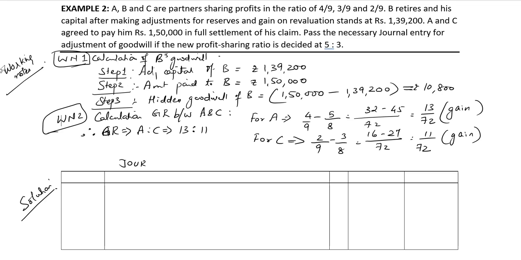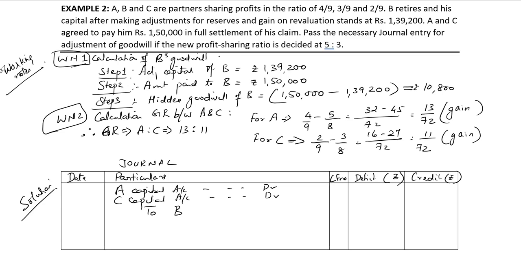Journal, date, particulars, LF number, debit rupees and credit rupees. We'll debit the gaining partners. A capital account debit, C capital account debit, to B capital account. We'll credit B with his share of goodwill, 10,800 rupees, and we'll divide this in the gaining ratio, which is 13:11.